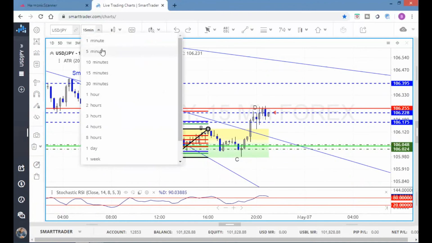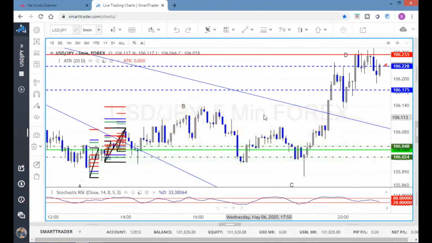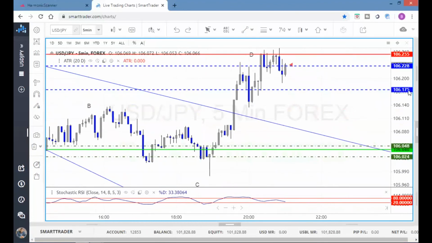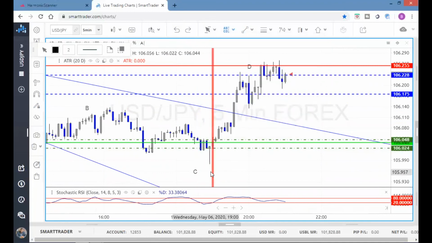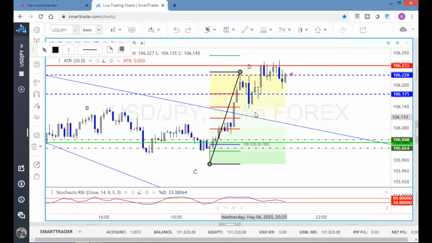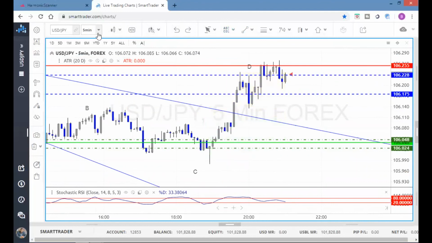Whether you're on a 1 hour time frame or a 5-minute time frame, this market is going to move in ABCD ways, just like that. No matter what the time frame, that's a 5-minute. We can go down to the 1 minute. It's going to give you the same thing.